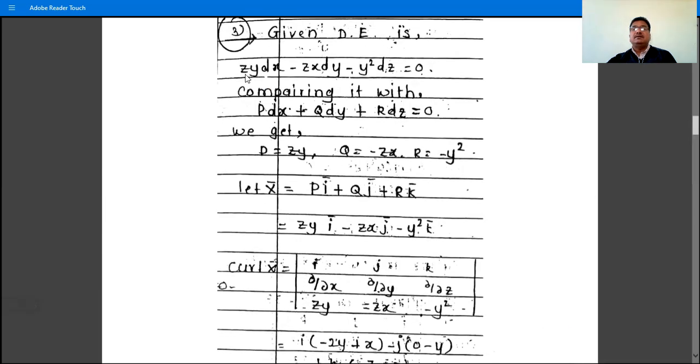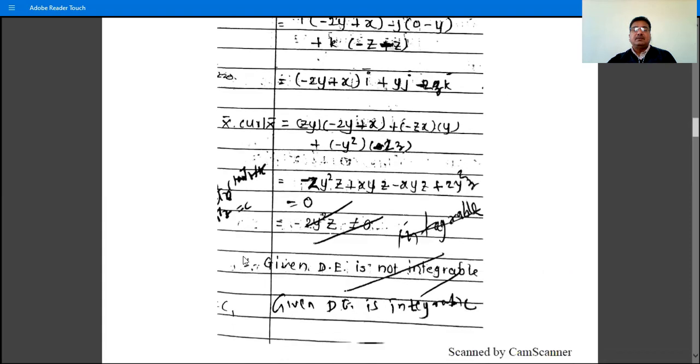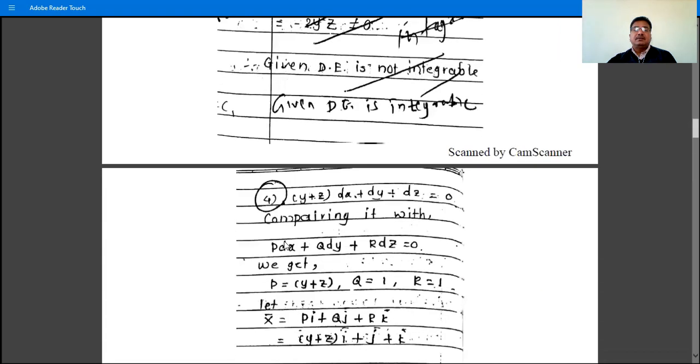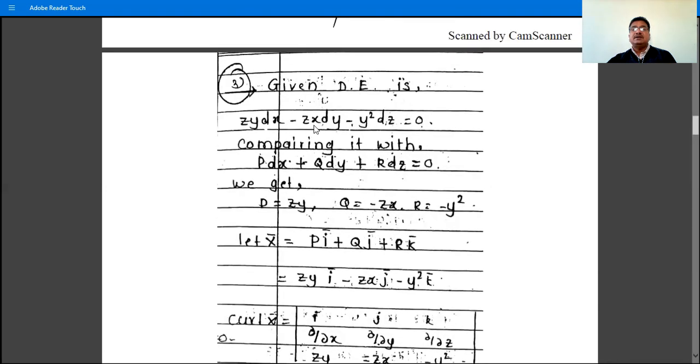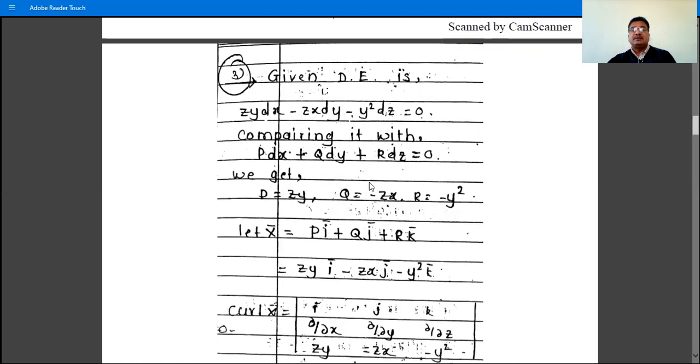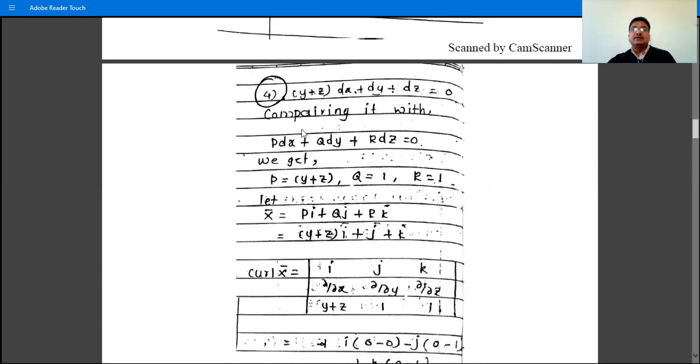Divide by x into y into z. So what do we have? Divided by x into y into z, we have 1 by x dx minus 1 by y dy minus y square by z dz, and then solve. It is one variable separable, and then solve it.